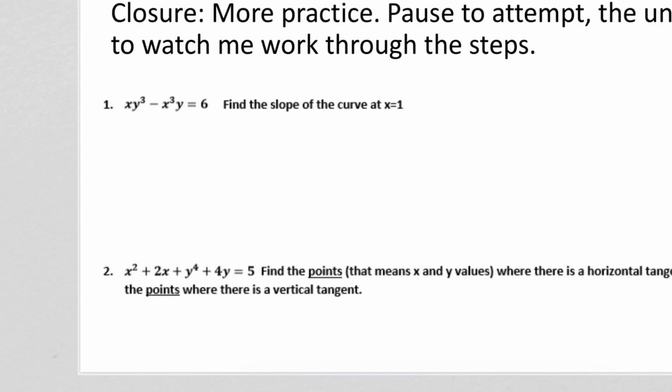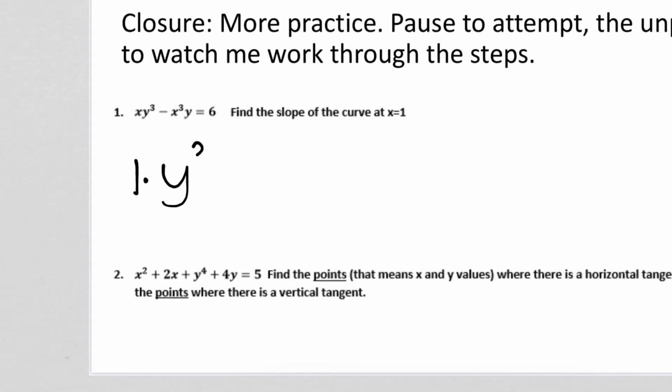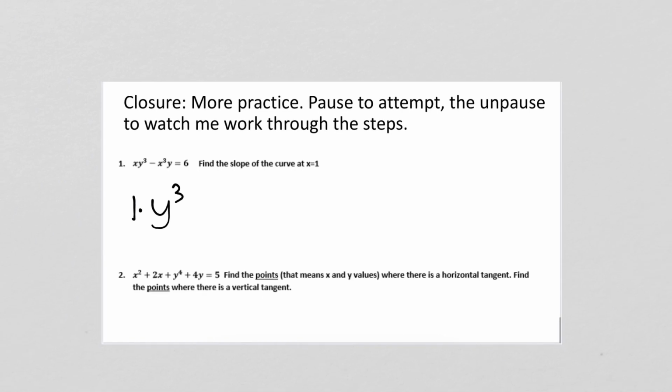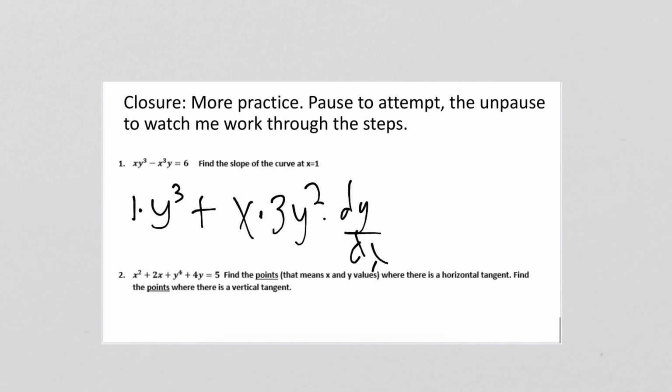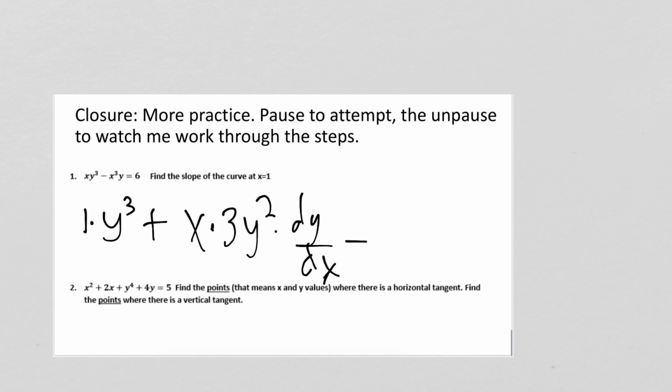So notice that we have a couple product rules here. We have x times y cubed and we have x cubed times y. So, product rule, we have to do the derivative of the first function, which is just 1, times the second function left alone, plus the first function, x, multiplied by the derivative of the second function. What's the derivative of y cubed? Well, it's 3y squared times dy/dx.